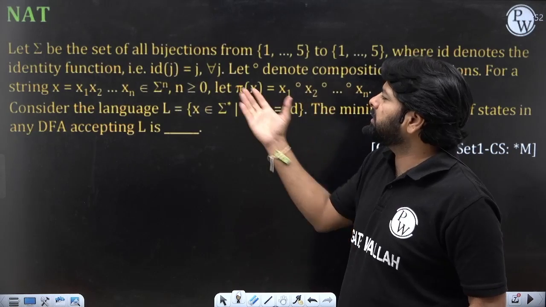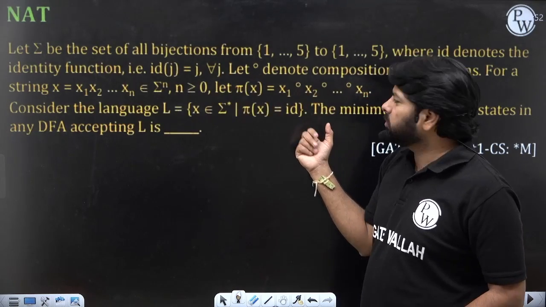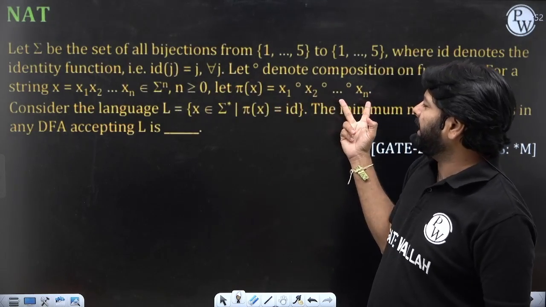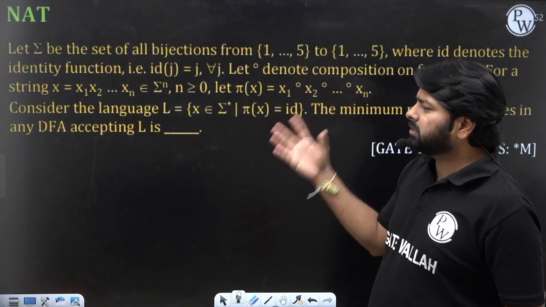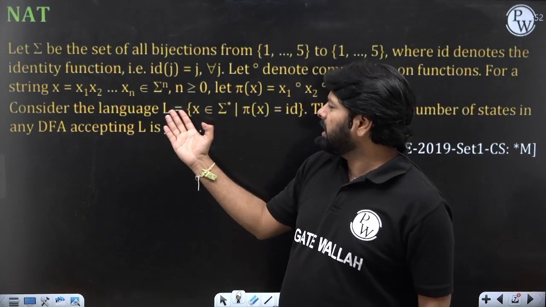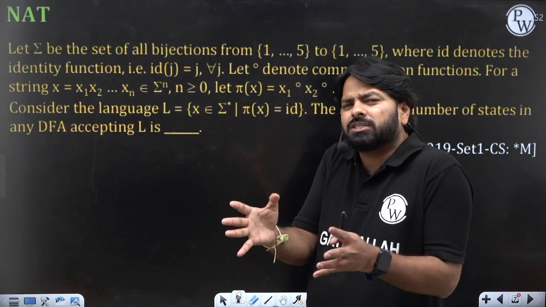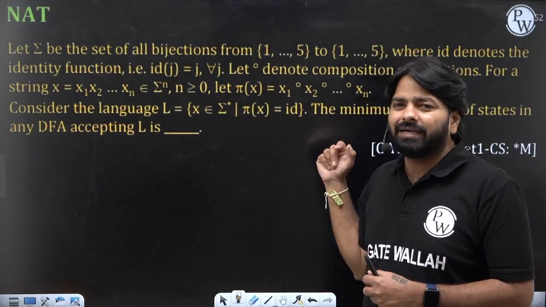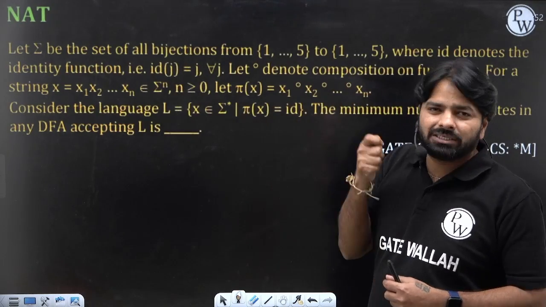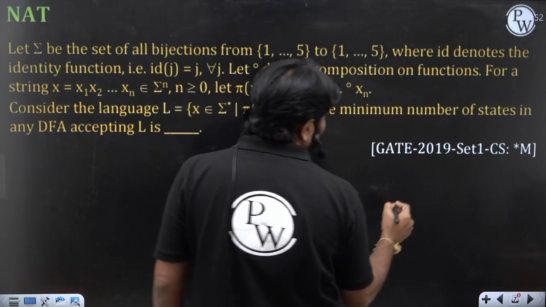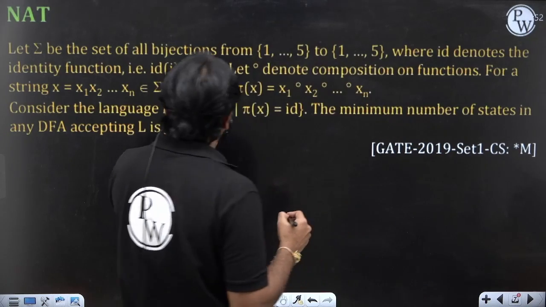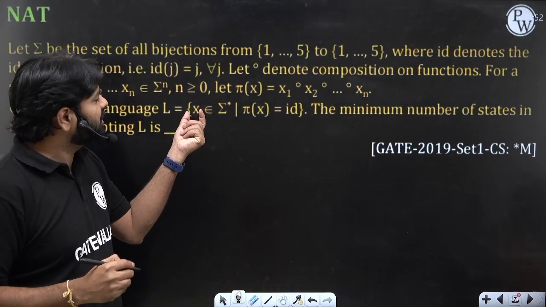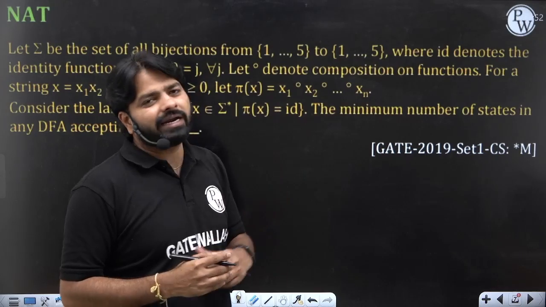So pi of x is nothing but the composition of x1 through xn, because they are going to use this definition in the language. The language is the set of all strings x where pi of x is id. So when you do the composition, the result has to be id. This is very important. The language is the set of strings that, when you map them, give you id.